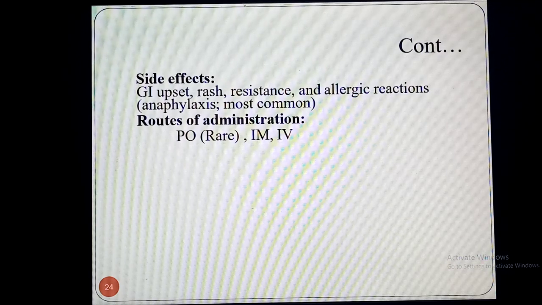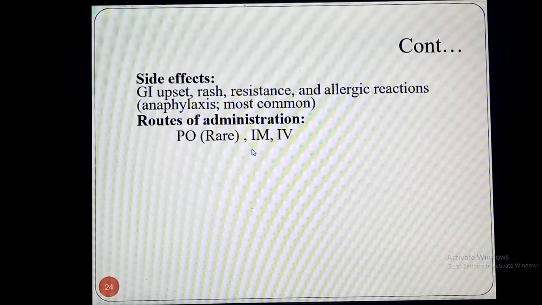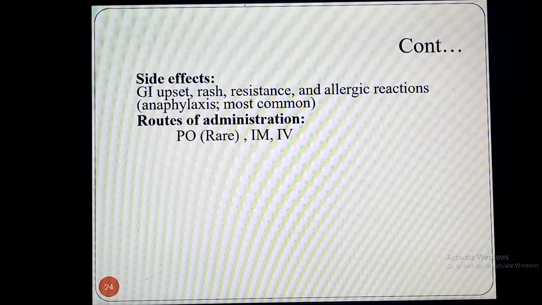Anaphylaxis. The most common routes of administration are per oral, which is rare, and IM intramuscular as well as IV. So this is the route of drug administration: these drugs can be administered through the oral route or parenterally, as I have mentioned.